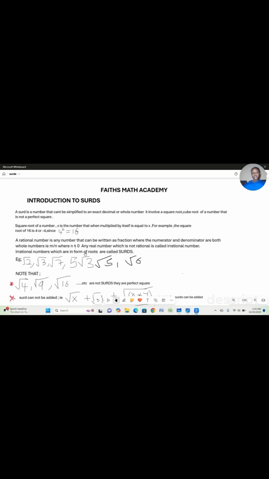They are called surds. We have examples of surds. We have root 2, root 3, root 7, 5 root 3, root 5, root 6, etc. We have different examples of what?